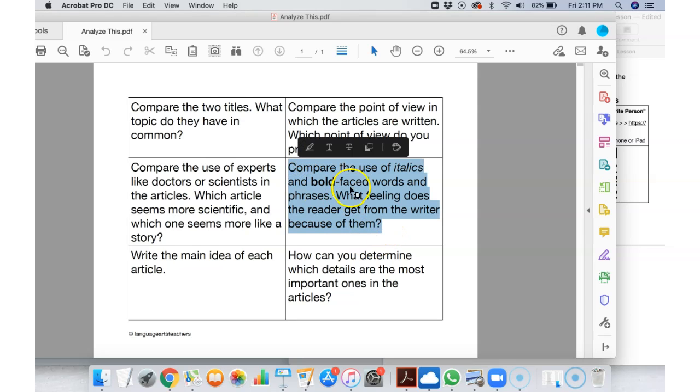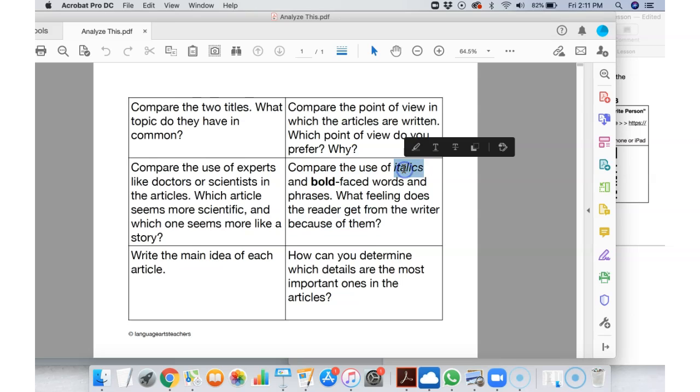What would make you bold-face certain words? What would make you put some others in italics? What is the effect of that? What does it do? Does it help you notice something?